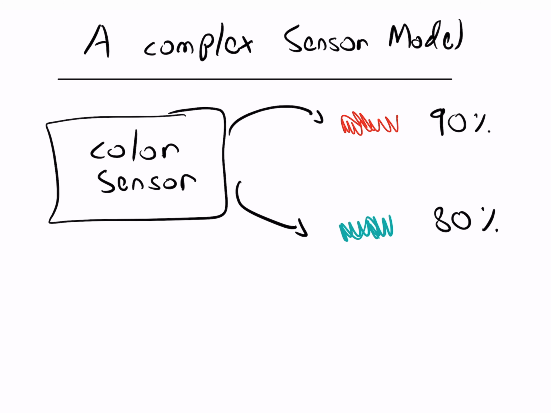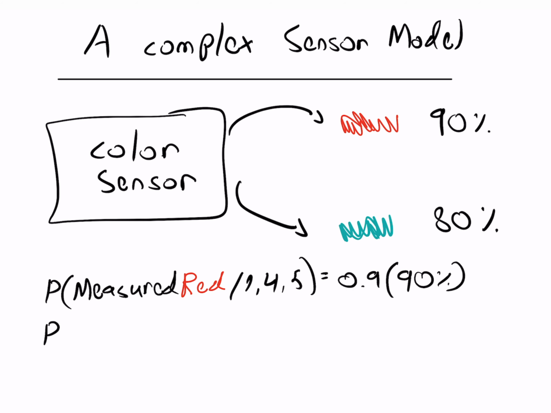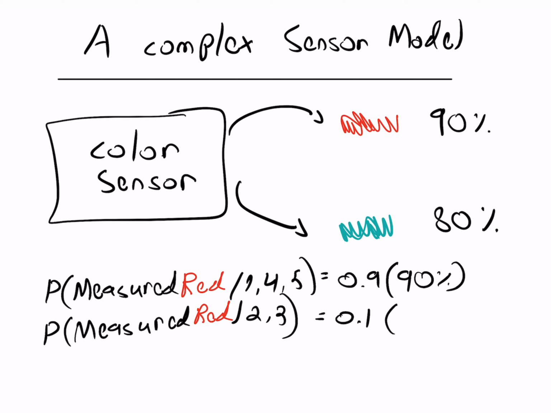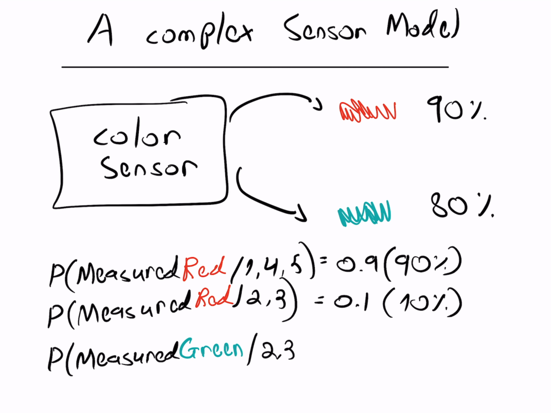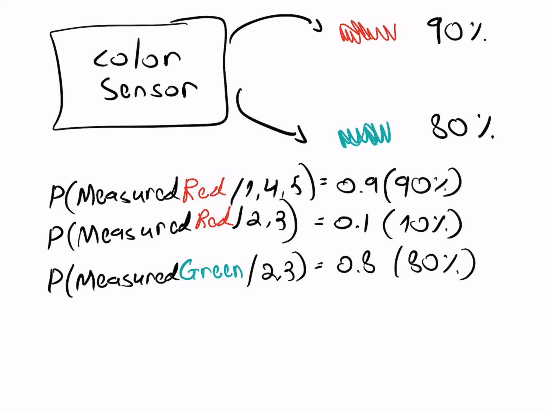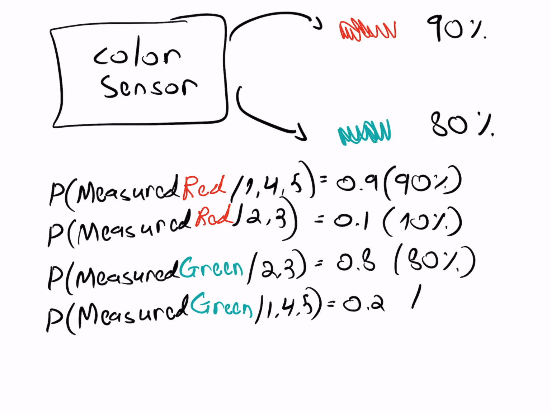Again, that the probability that I measured red, given that I'm at bin number 1, 4, and 5 is 90%, and the probability that I measured red, given that I'm at bin 2 and 3, is 10% or 0.1. So far, just like before, but now we can write the following. The probability that I measured green, given that I'm in bins 2 or 3, is 80% or 0.8. Why? Because the green sensor is less accurate than the red sensor. And the probability that I measured green, given that I'm in bin 1, 4, and 5, is 0.2 or 20%.